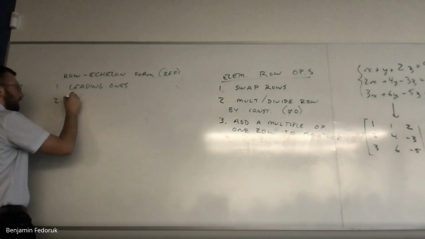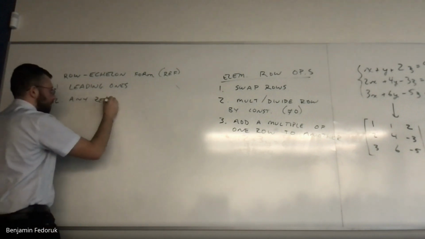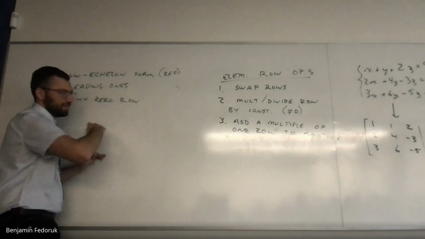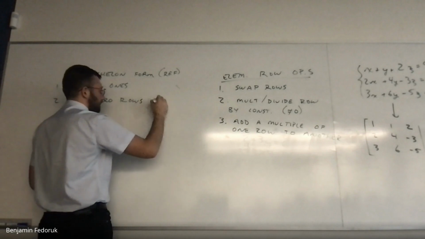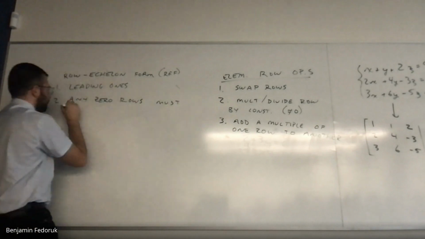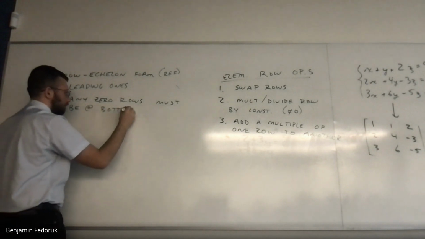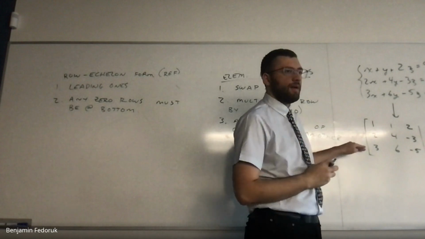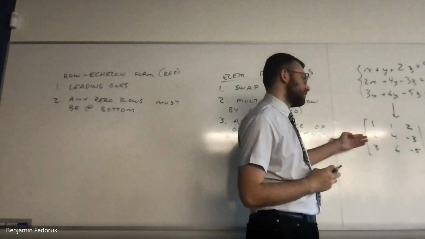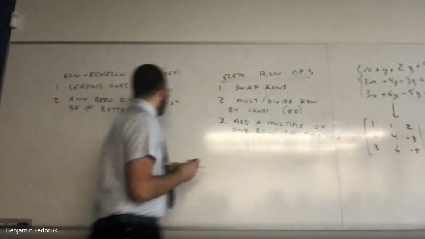Number 2 is that any zero rows, so by zero rows, I just mean a row that's like all zeros going all the way across, must be at the bottom. So you just have to have all your zero rows lined up on the bottom, right? If there's like 2 zero rows, then they would both be on the bottom. Does that make sense? Cool.